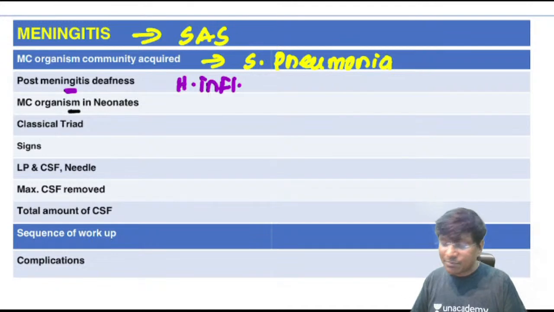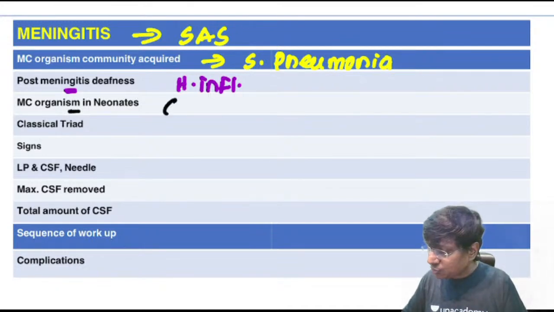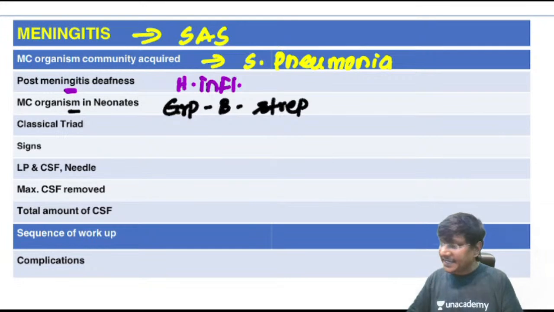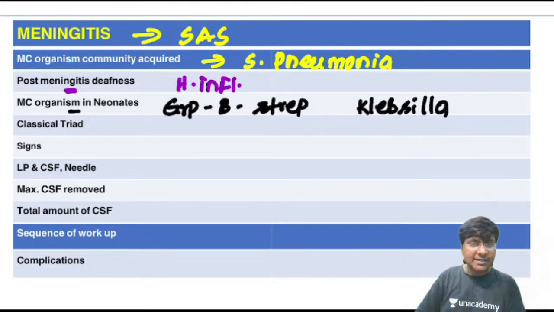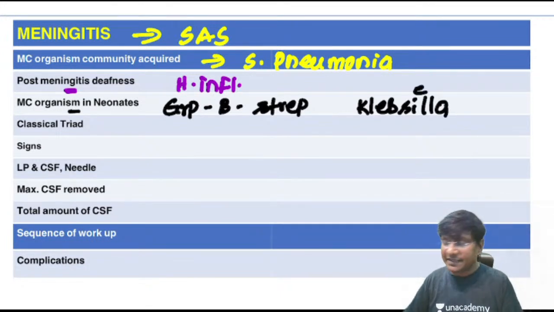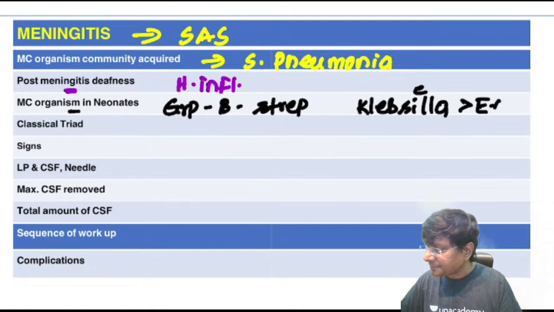Then what is the most common organism causing meningitis in neonates? That will be group B streptococci. Whereas in India, what is the most common organism? That will be Klebsiella, followed by Escherichia coli.